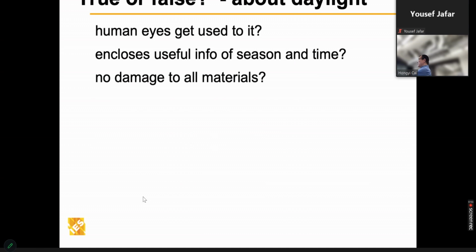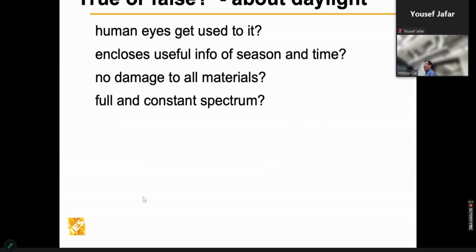No damage to all materials? No, right? Because UV light, even visible light sometimes, or infrared light, will damage certain materials, depending on which materials. So this is a concern for museums all the time. This is also very important for you to avoid daylight for some special materials.